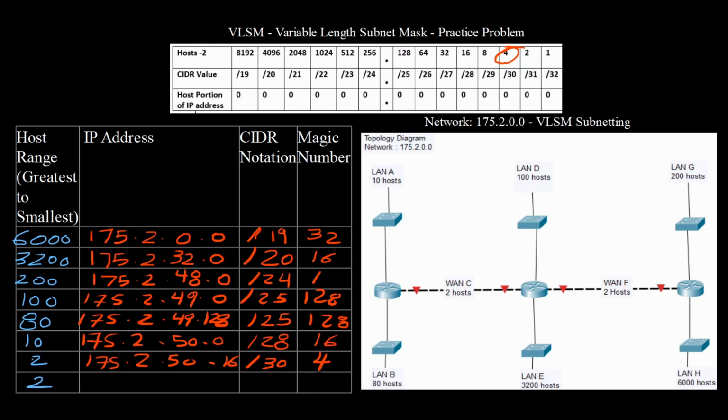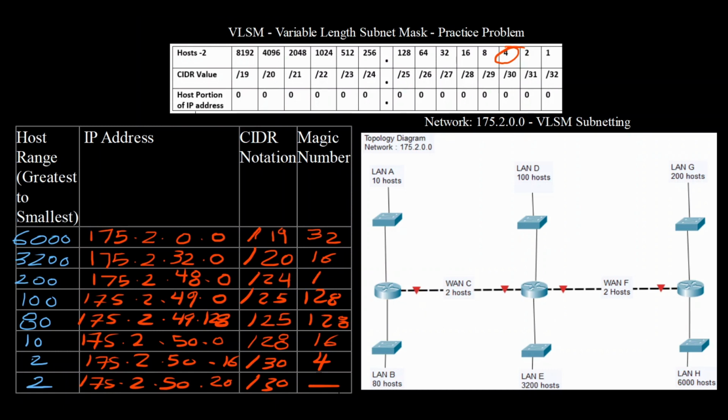Next, for the last one, 175.2.50, the last one is going to be the same. Since we are looking for two hosts, it's going to be /30. We already have 16, plus 4, the magic number, it's going to be 20. And that should be it for this topology that we have.